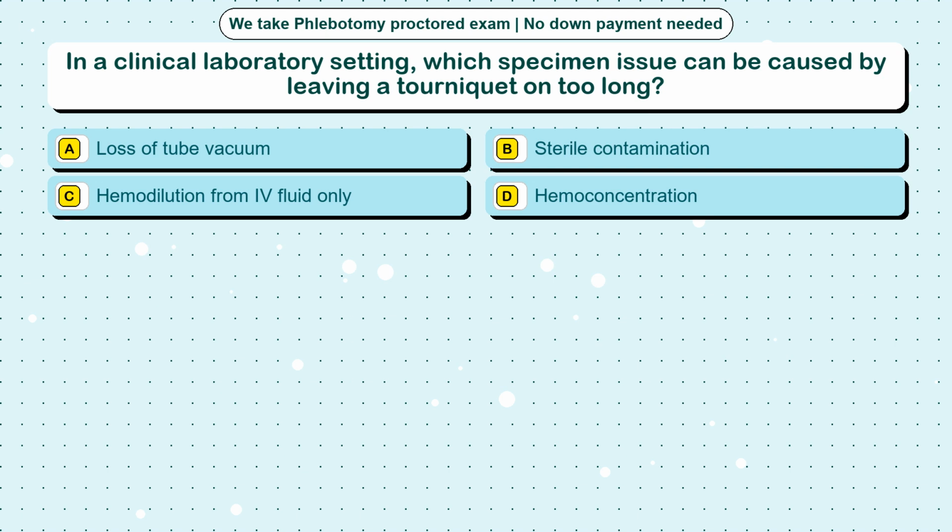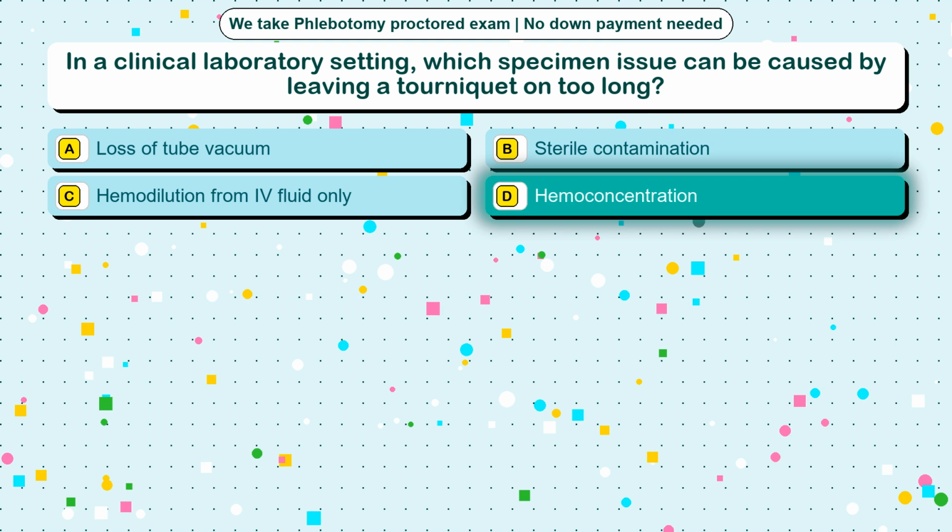Question 1. In a clinical laboratory setting, which specimen issue can be caused by leaving a tourniquet on too long? Option A. Loss of tube vacuum. Option B. Sterile contamination. Option C. Hemodilution from fluid only. Option D. Hemoconcentration. The correct answer is option D.